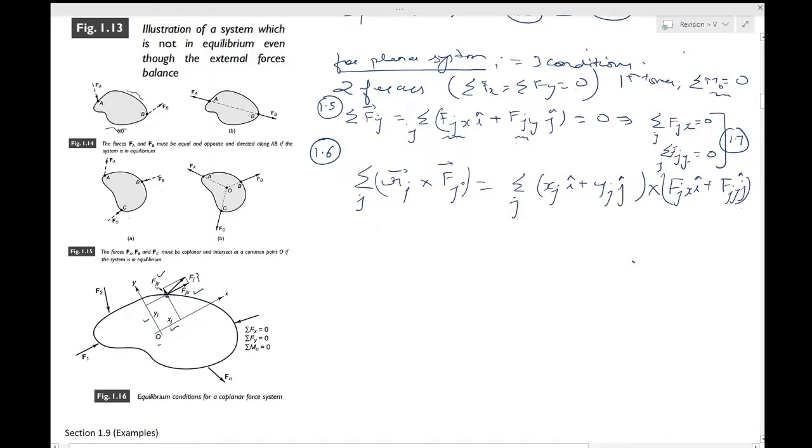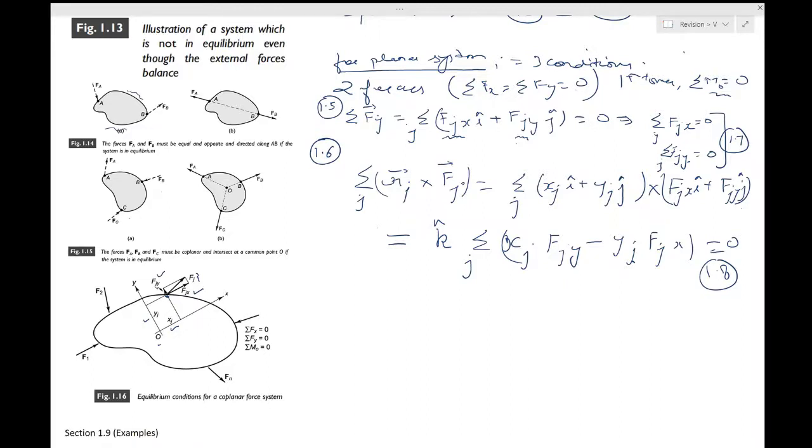Okay. Now, if you take this particular cross product, you will find that the k unit vector can be taken outside, and xj Fjy minus yj Fjx is equal to 0. So this is the condition 1.8. 1.8 again is a special case of 1.6 for a coplanar force system.